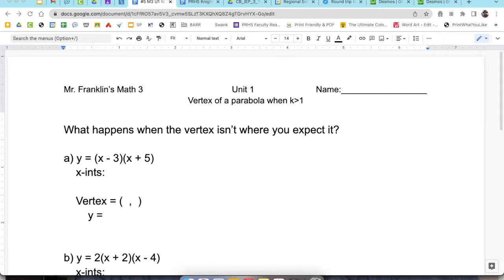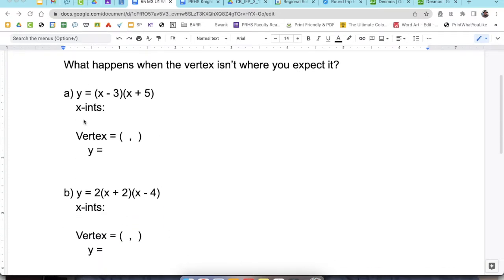Here we're looking at the vertex of a parabola when it isn't where you would expect it to be. Let's look at one that we already know how to work with. Here, y equals (x minus 3) times (x plus 5). At this point, we should be able to switch the signs on this and see that the x-intercepts are 3 and -5.